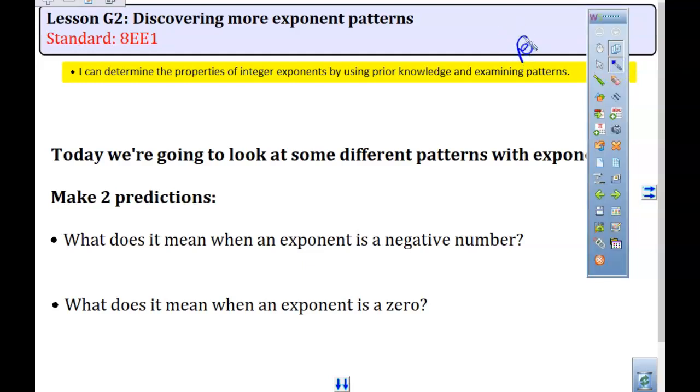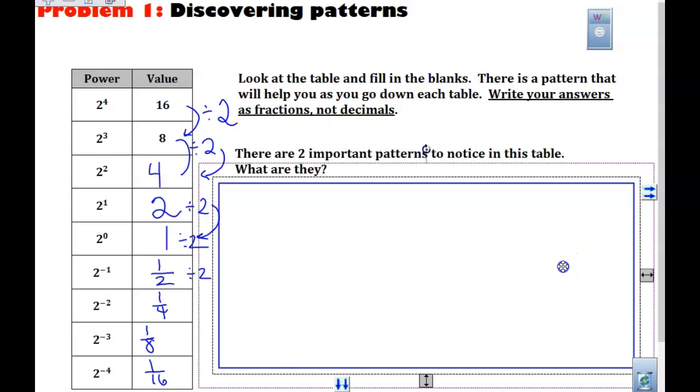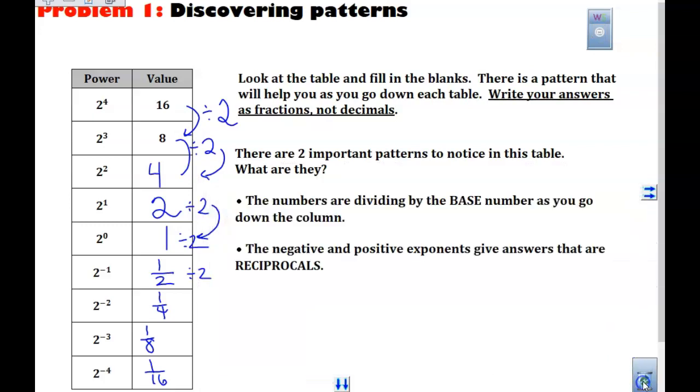So when you were asked on the first page of your notes, as we look at examining prior patterns, you just gave me what you thought was happening. And now as we filled this in, we noticed that we were dividing by 2 each time. So they asked us what are a couple of our patterns that we could notice. This is what I would like for you to write down.